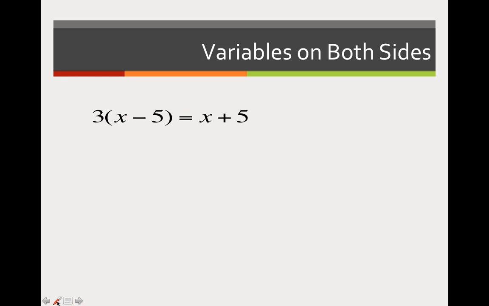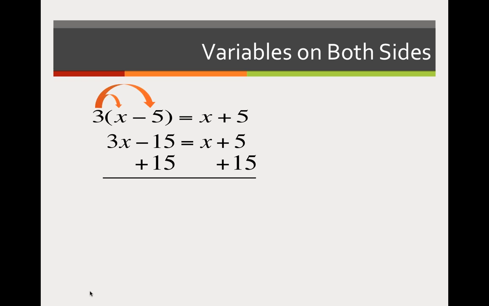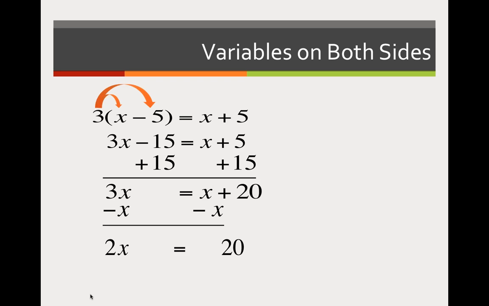On our next problem, we'll use the distributive property to combine things. 3 times x and 3 times 5. 3x minus 15 equals x plus 5. And from there, we'll add 15 to both sides. And from there, we'll subtract x from both sides. And then we'll divide 2 from both sides. And then that's going to give us x equals 10.